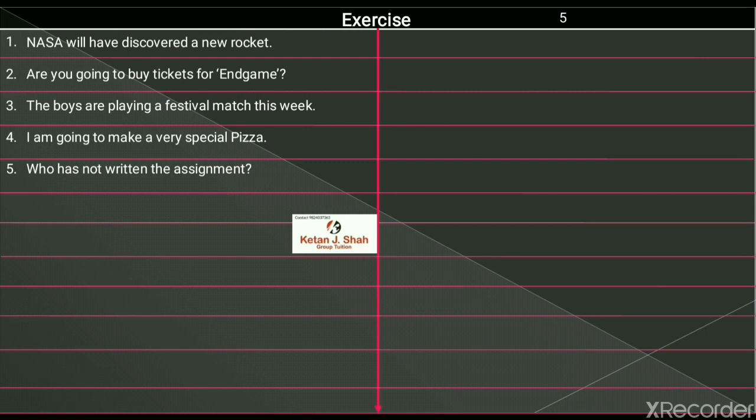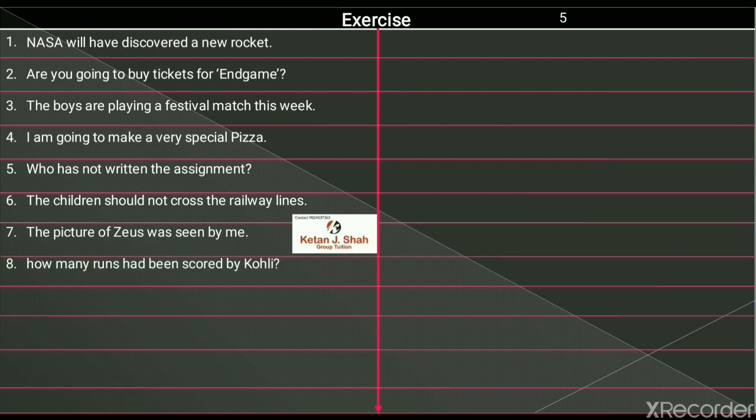Fifth, who has not written the assignment? Sixth, the children should not cross the railway line. Seventh, the picture of Zeus was seen by me. Eighth, how many runs had been scored by Kohli? Ninth, Mr. Shah has been called by the principal.